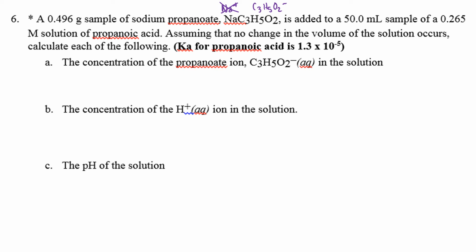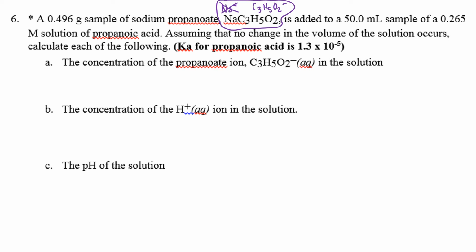Alright, and it's added to a 50 mL sample of 0.265 molar solution of propanoic acid. And assuming that no change in the volume of the solution occurs, calculate each of the following. And we're given a Ka value. Alright, so 6a says find the concentration of the propanoate ion. So where's that coming from? That's coming from this thing right here.